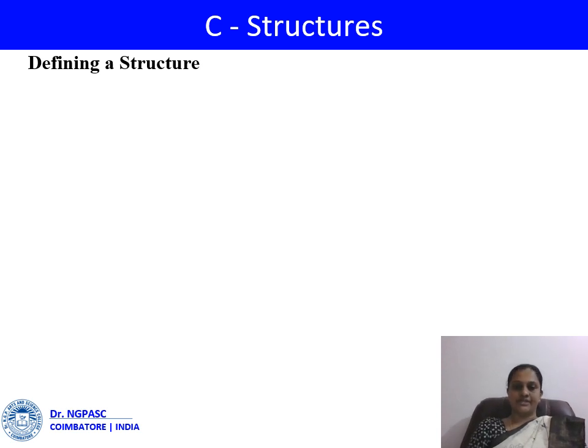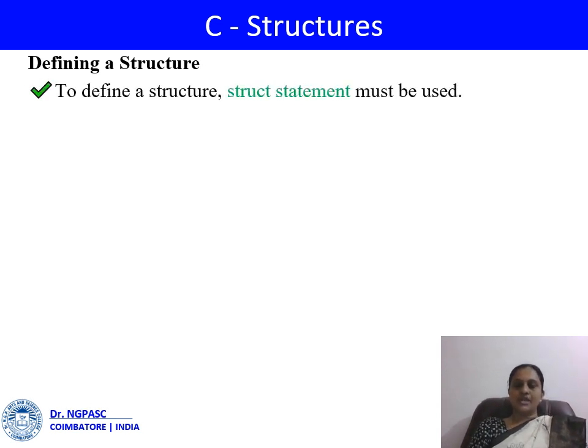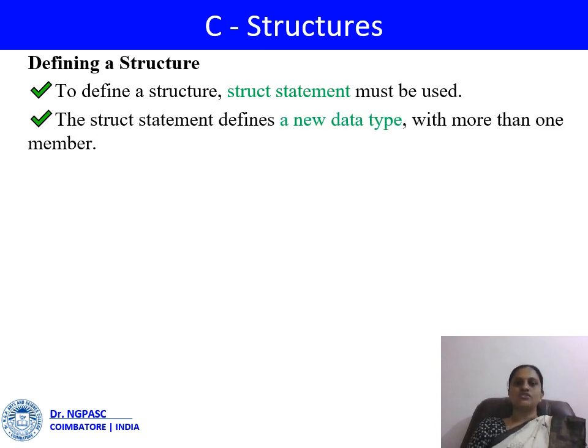So how to define a structure? A structure is usually defined by using a keyword called struct, right? You know that in C there are a number of keywords, like keywords for data types and for return types. For defining a structure, we use the keyword called struct. By using the struct keyword, we are defining a new data type which consists of more than one member.